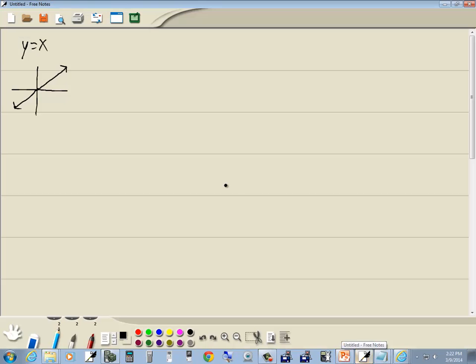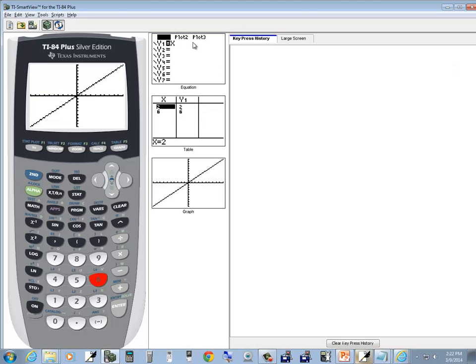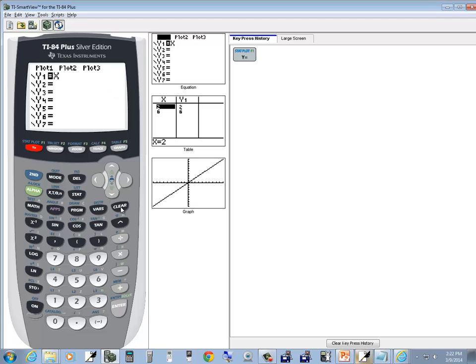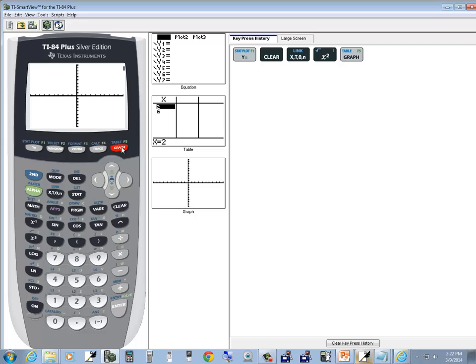Okay, let's look at our next basic building block. We've got y is equal to x squared. Well, I'm going to press my y equals. Press my clear to clear out wherever's in the line. I'll do my x key, and then I'll push the x squared button. And then I'll push graph. And this is what you'll see.